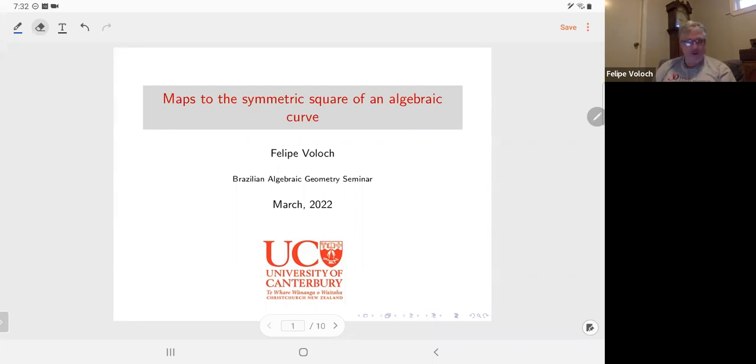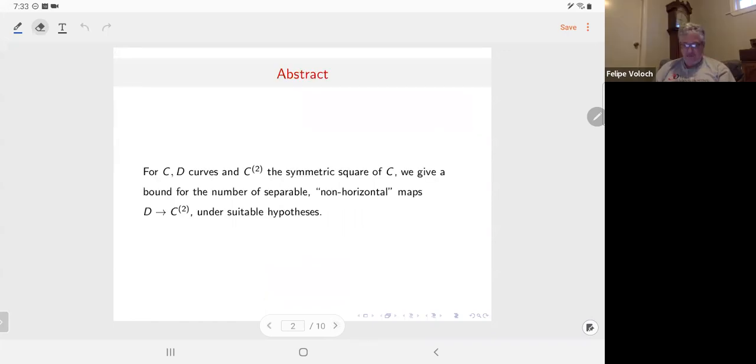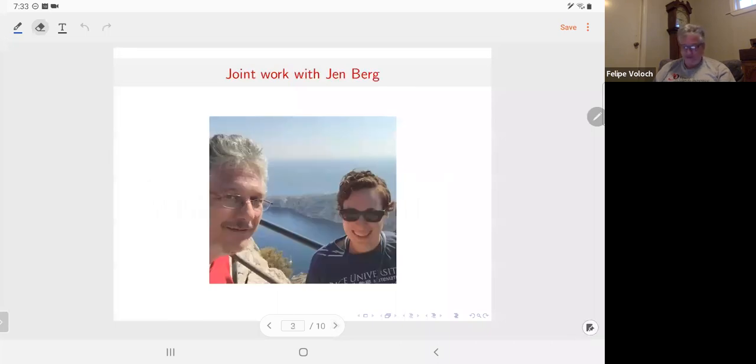So I'm going to talk about maps to the symmetric square of an algebraic curve. This is a short abstract of what I'm going to be talking about. I'm going to be studying maps from a curve D to the symmetric square of another curve C squared, and the hope is to find a bound for the number of such maps under certain conditions. And I have to exclude certain things. I'll be precise later on. This is joint work with Jan Berg.